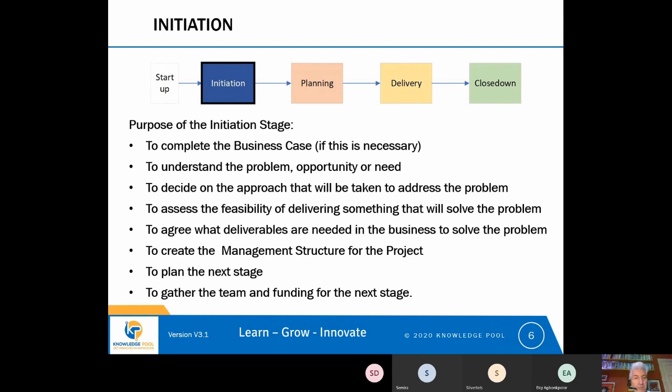So the next purpose of the initiation stage is to understand the problem or the opportunity or the need that the project has been set up to solve. And I just want to ask a question to everybody. The question is, why would we want to understand the problem or need during initiation? Can I throw that question out to you all?